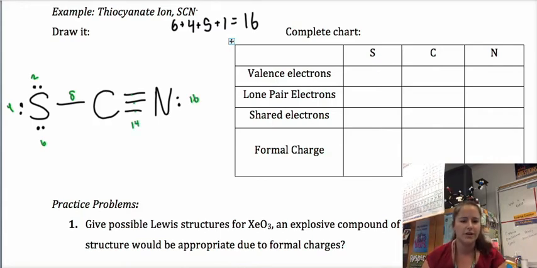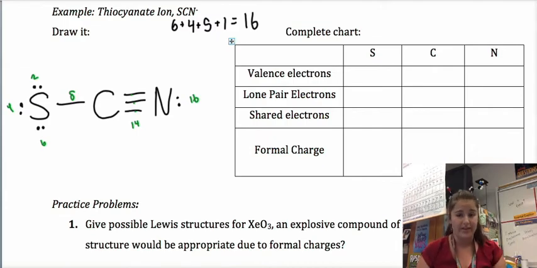Okay. So we're going to go ahead and figure out the formal charges for this structure. There are other ways to draw this, and we would have to do the formal charges for all of them to figure out which is the most favorable. We'll do an example like that next. So like I said, let's fill out this chart to check.